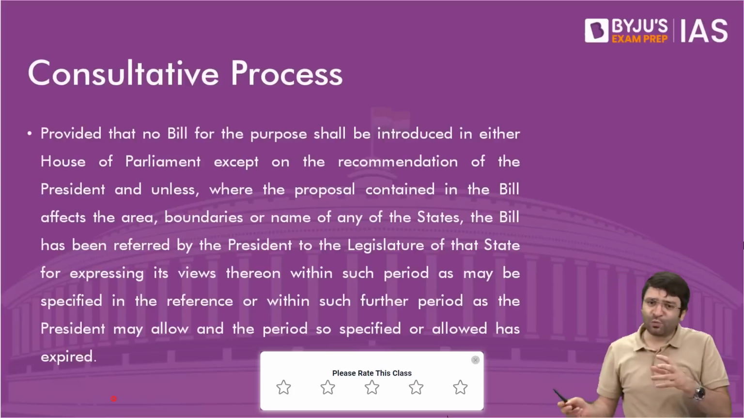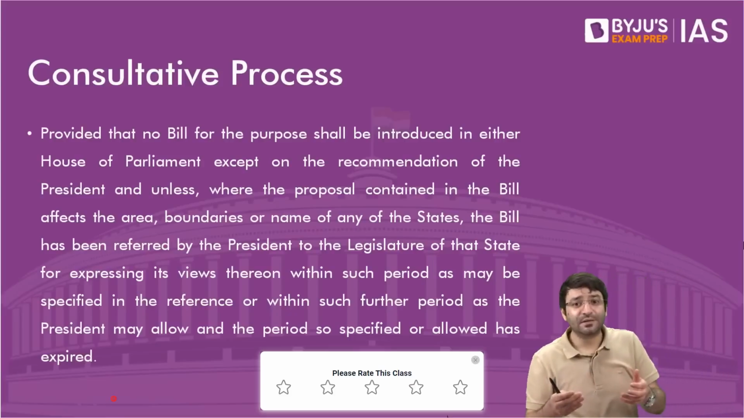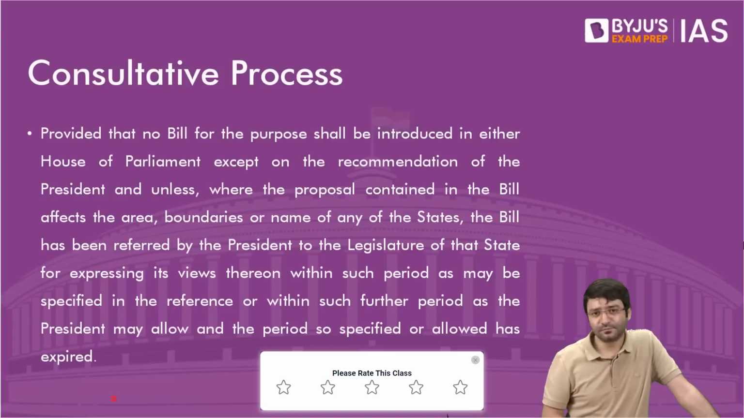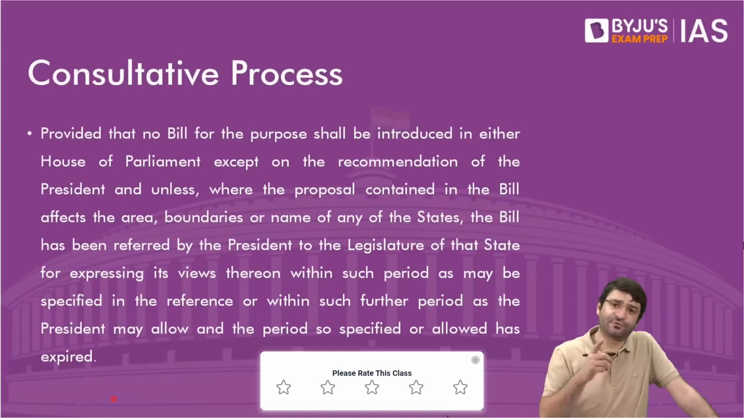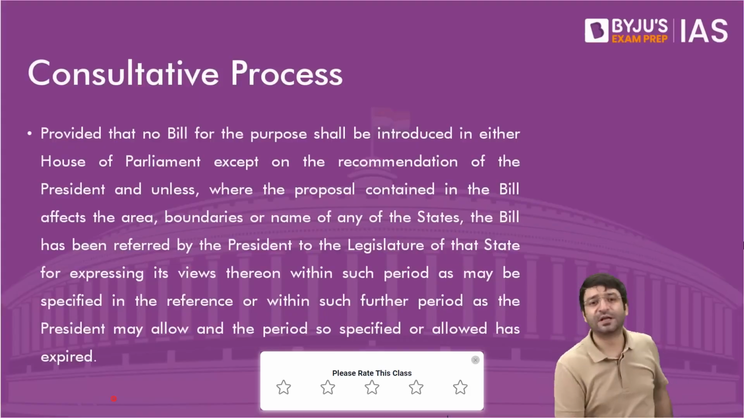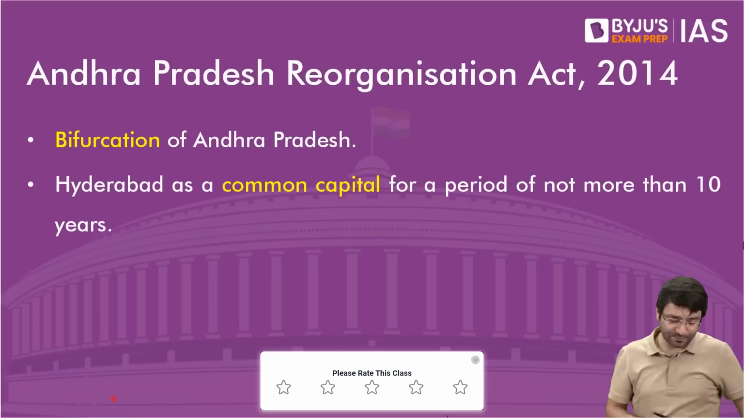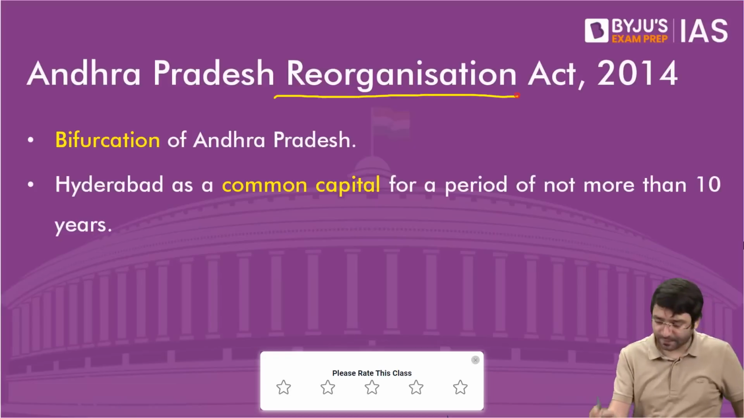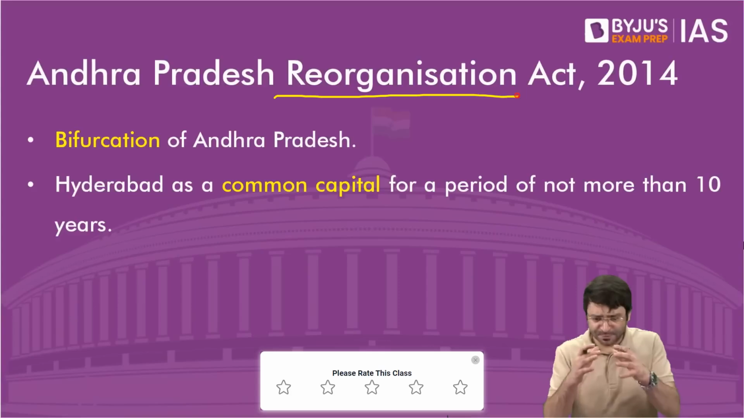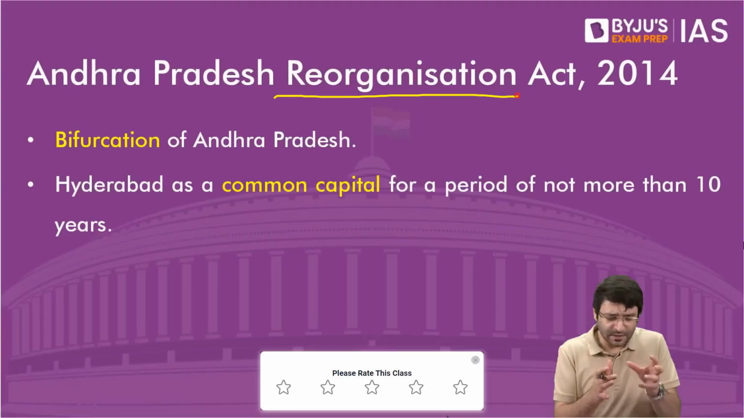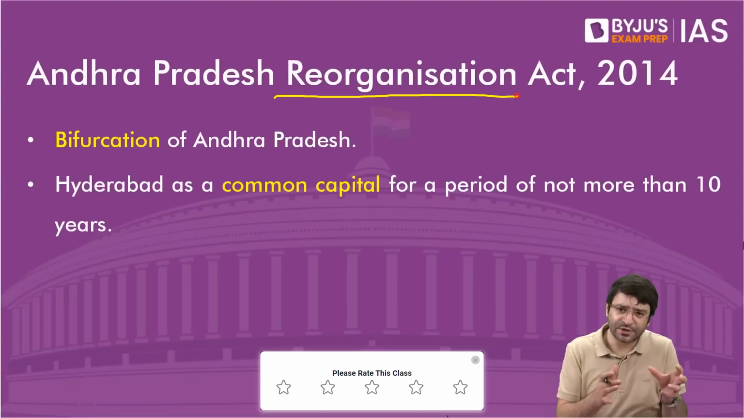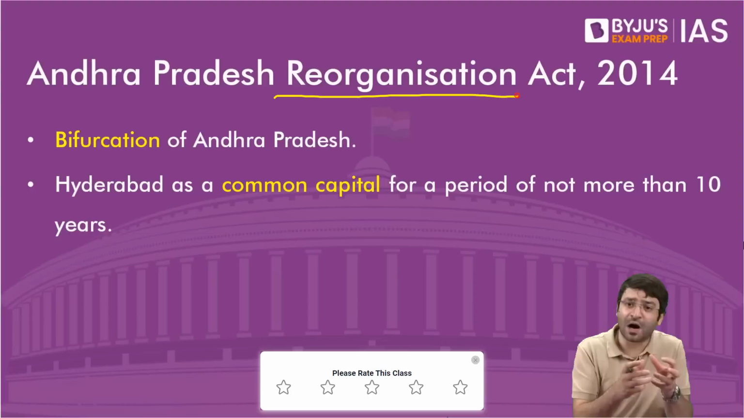But be that as it may, what if the proposal is coming from the central government itself? They have to follow a process, and that process is known as a consultative process. And what is this consultative process? For that, we can understand the example of Andhra Pradesh. There was a demand by a section of population in Andhra Pradesh that a new state should be carved out from Andhra Pradesh, and that state should be Telangana.